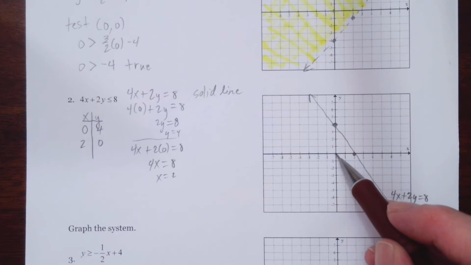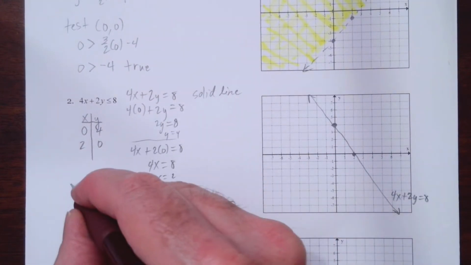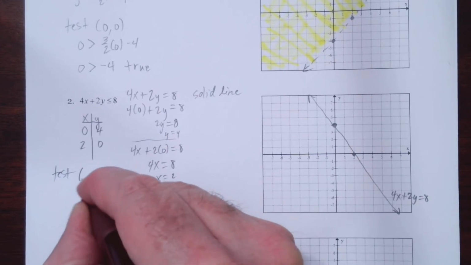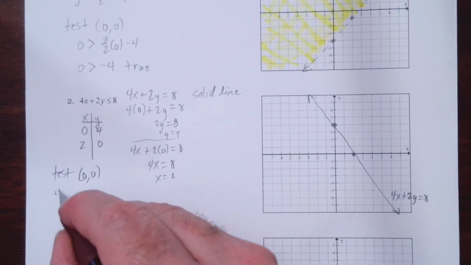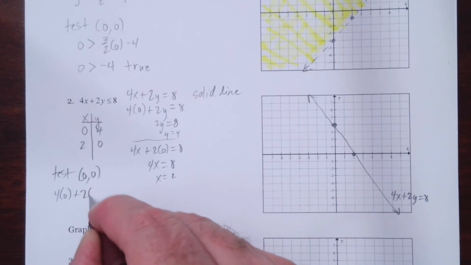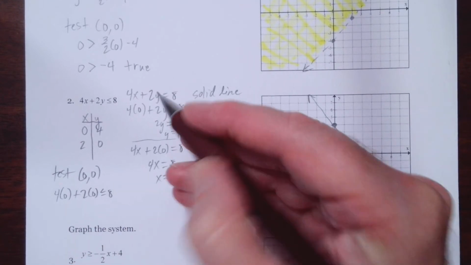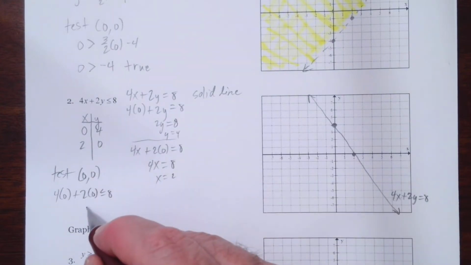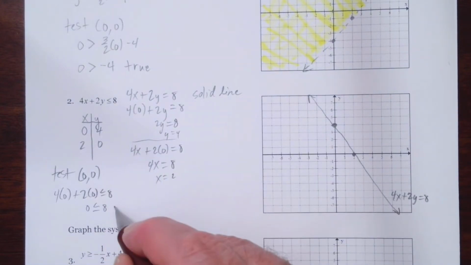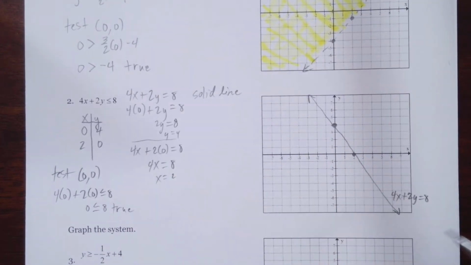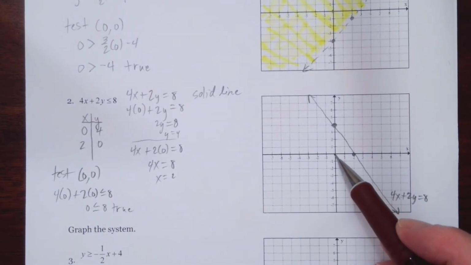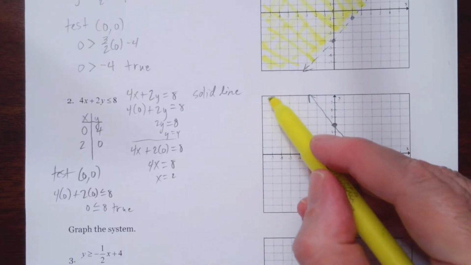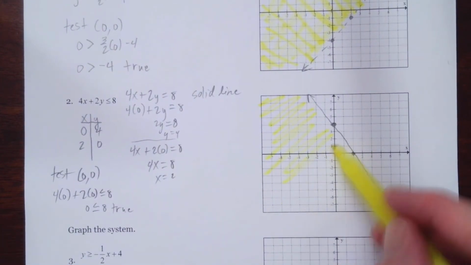And then we're going to test 0, 0 again. Notice it's not on the line. So test 0, 0. We have 4 times 0 plus 2 times 0 less than or equal to 8. Again, we're using the inequality when we do the test. We're going to get 0 is less than 8, which is true. So again, we're going to shade on the side of 0, 0. 0, 0 is right here. So that's going to be all the points in this region here.